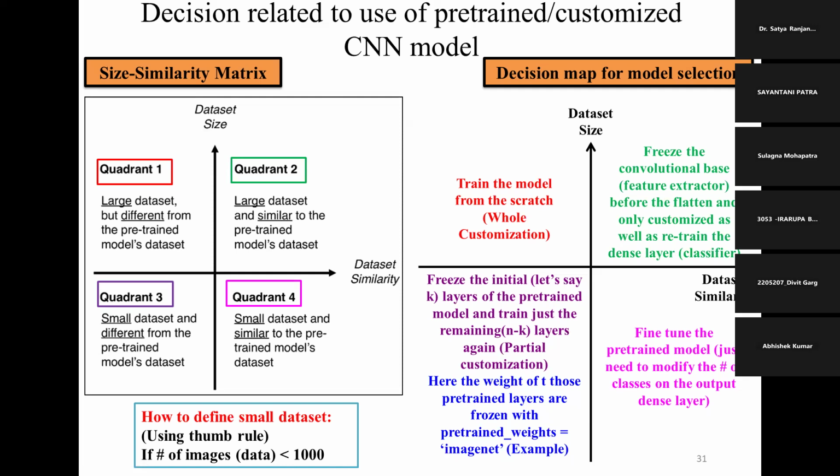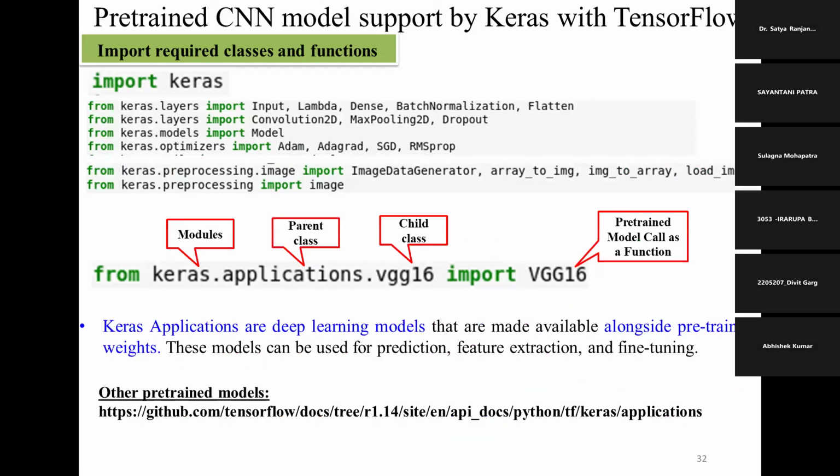It decides whether you go for customization, and if you go for the pre-trained model, how much customization you can do. Here I want to show some coding of how we use the pre-trained model. The similar things we'll apply: import the required classes and functions, the optimizers and everything. Because we go for the pre-trained model VGG16, I have already shown you the layer structure, so here we don't need to discuss it.